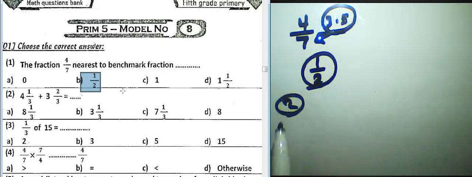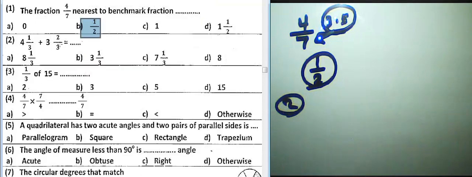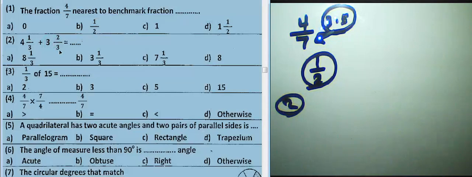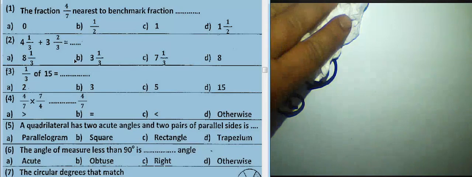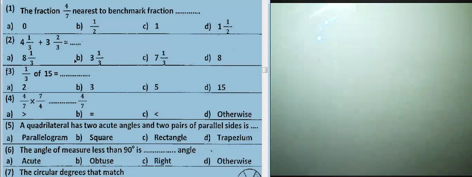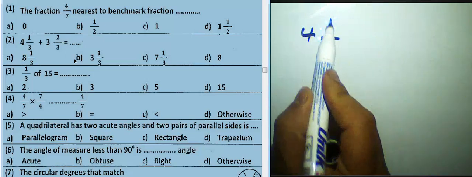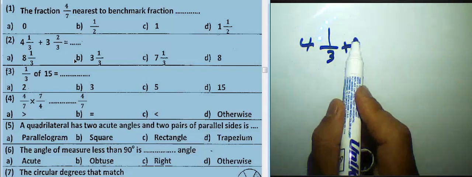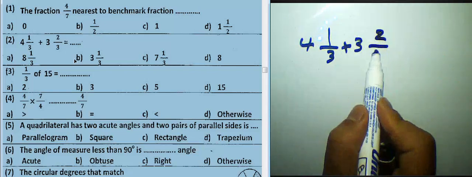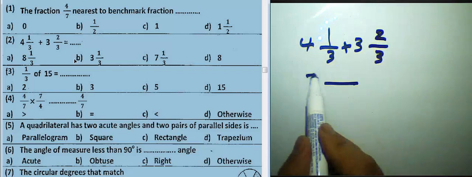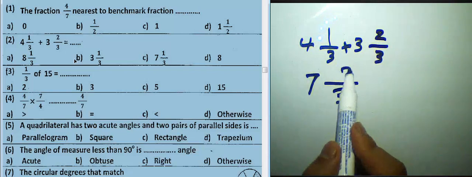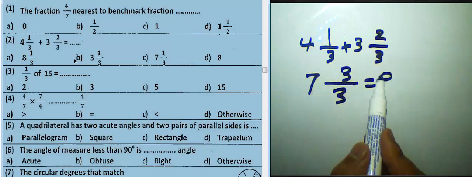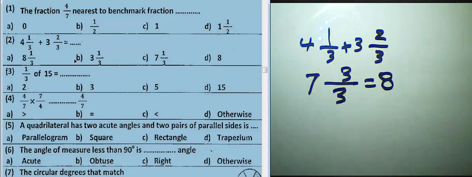Question number 2. 4 and 1 third plus 3 and 2 thirds. We know 1 equals 1 third plus 2 thirds. It's 1. Then you can find the result in one step by your mind, or you can use adding two mixed numbers. 4 plus 3 equals 7, and write 3 in the denominator, 2 plus 1 equals 3, 3 divided by 3 is 1, 1 plus 7 equals 8. The result will be 8. Choose letter D.